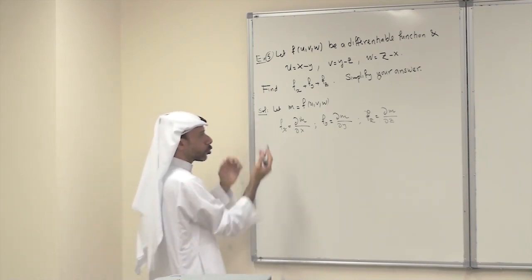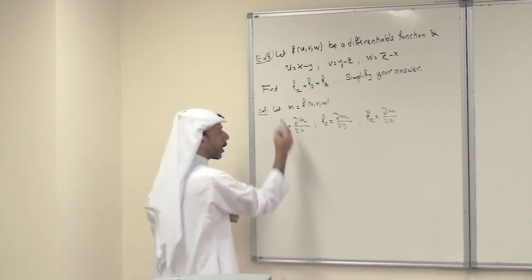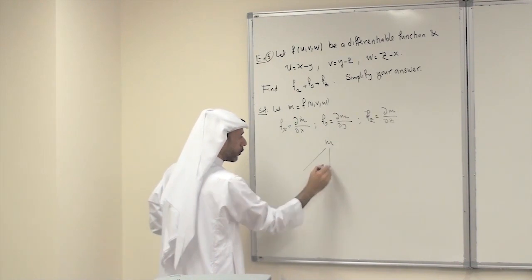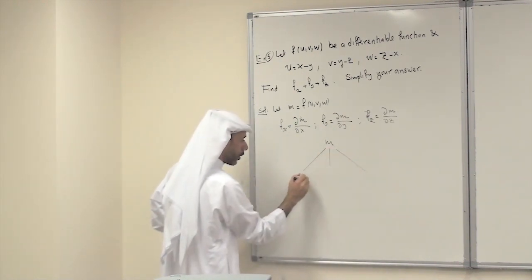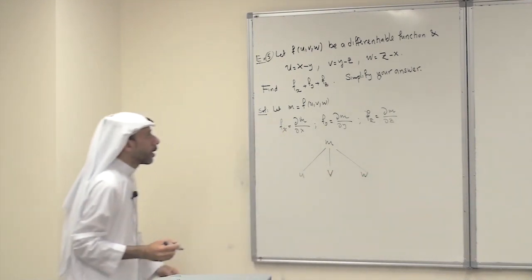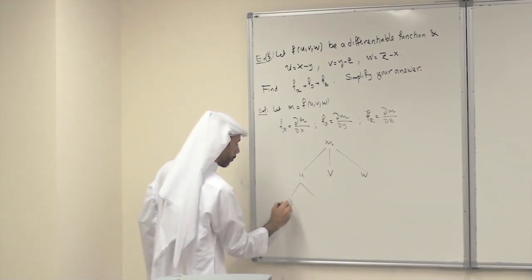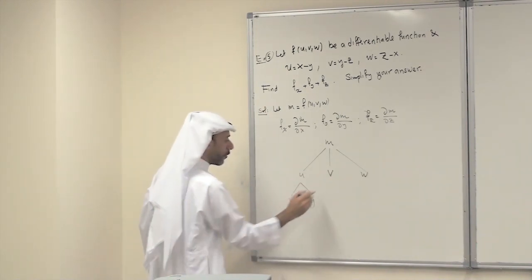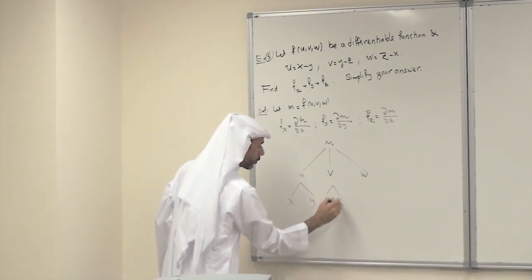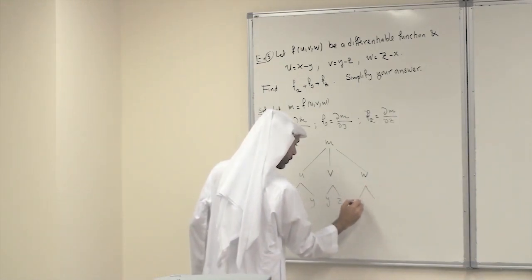So we have to draw a tree diagram connecting the various variables of the problem. So I have m, a function of three variables, u, v, and w. u is a function of two variables, x and y, sorry. v is a function of two variables, y and z. And w is a function of two variables, x and z.